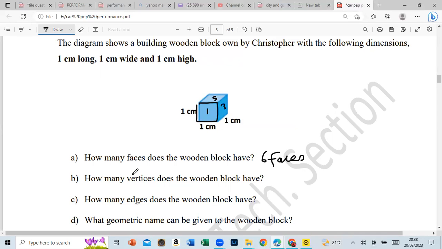It says, how many vertices does the cube have? Now, you must understand what vertices are. Vertices are where the lines meet. We were talking about this in class, yeah. So that's 1, 2, 3, 4, and then you have 4 down here. So 5, 6, 7 right here, and 8. So our cube has 8 vertices.